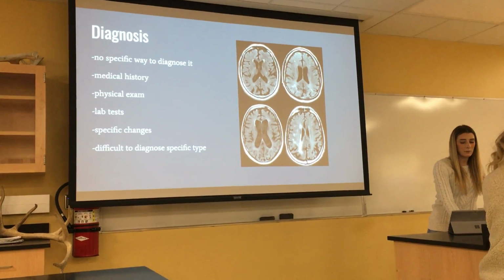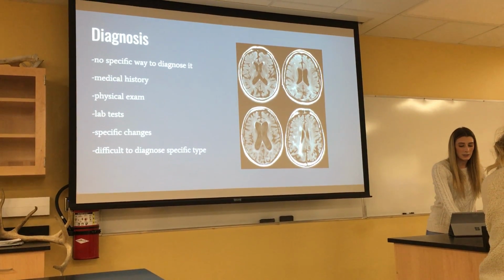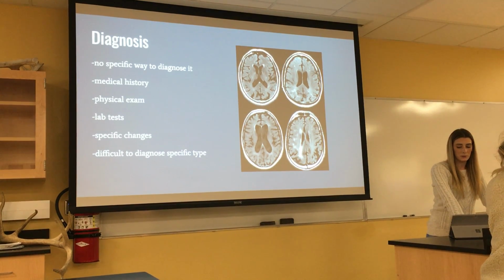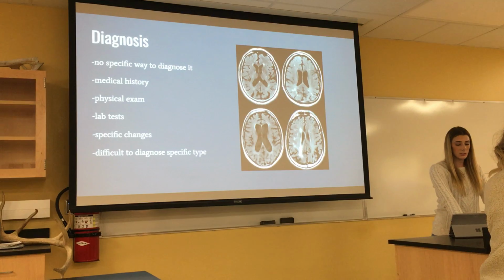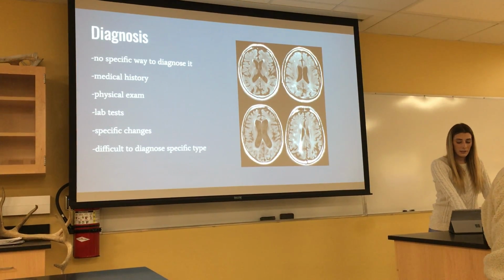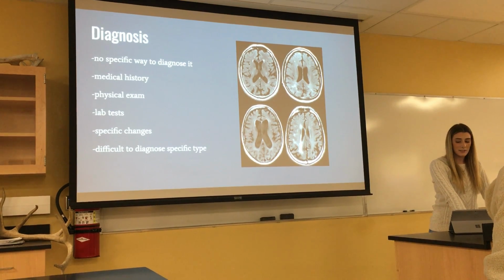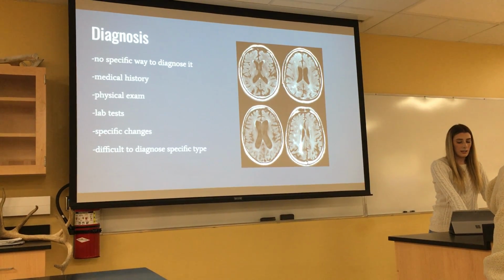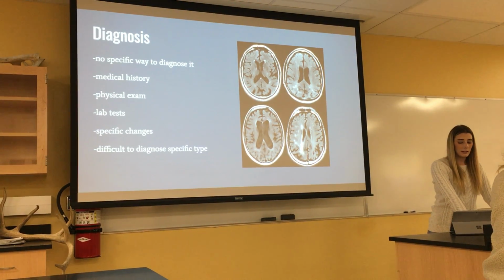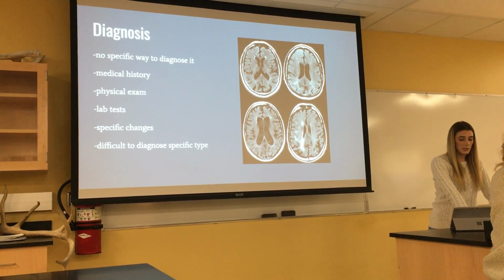So diagnosis. Unfortunately, there are no specific ways to diagnose dementia. For example, there's no specific tests that a doctor can perform to ultimately diagnose someone with dementia. However, after studying a list of factors, as seen on the slide, doctors are able to be fairly positive when someone has dementia. These factors also include medical history, performing a physical exam, lab tests, and specific changes such as behavior and functions, as well as types of dementia.